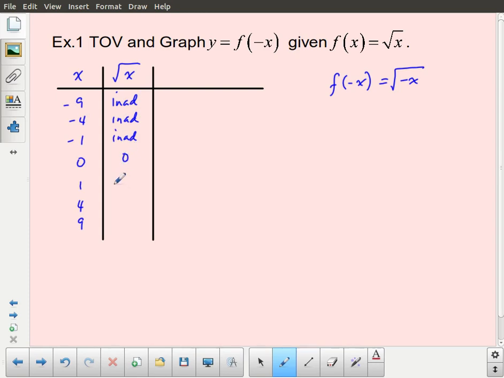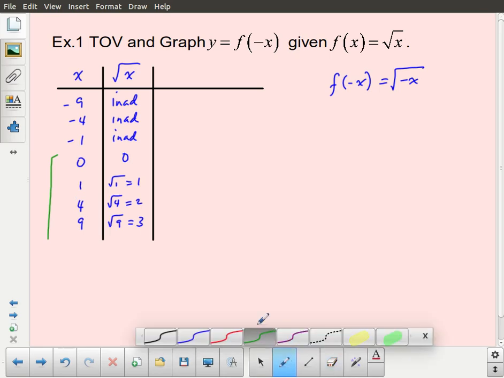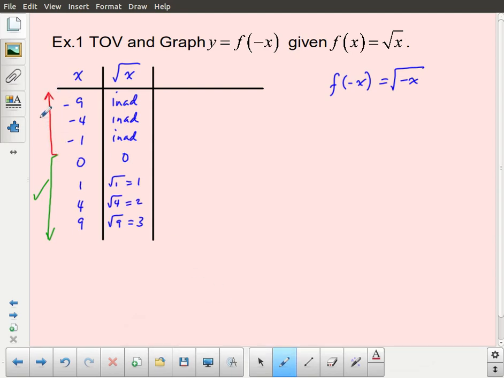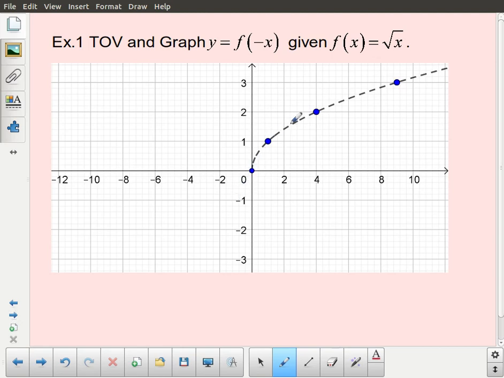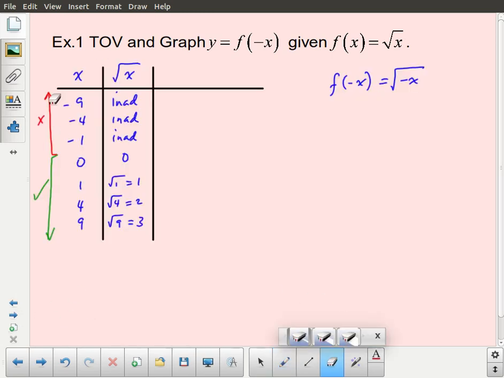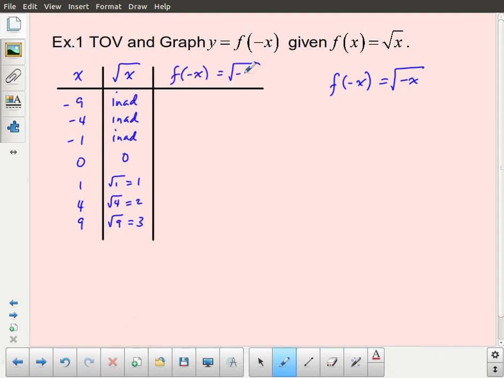So what I end up with is 0, square root of 1 is 1, square root of 4 is 2, and the square root of 9 is 3. I could keep going to larger values. These are all good, and everything from here backwards is no good or inadmissible. And if I do this with the parent function, I end up with this graph, which we've seen before. This is the graph of y equals the square root of x. But we're not going to stop there. What I'm going to do now is say, okay, what about taking f of negative x, which is the square root of negative x?